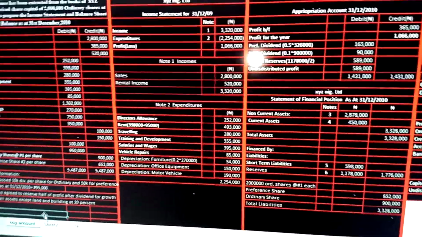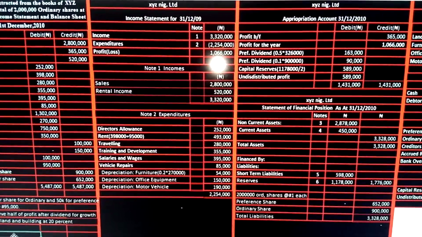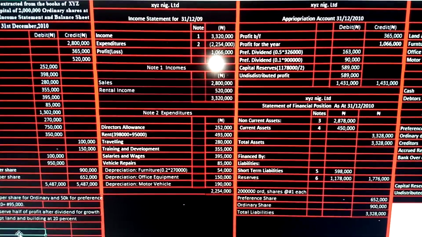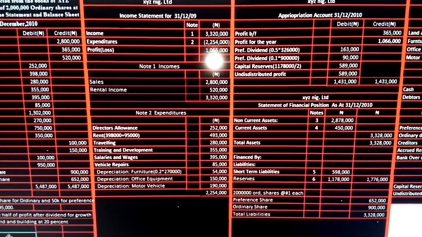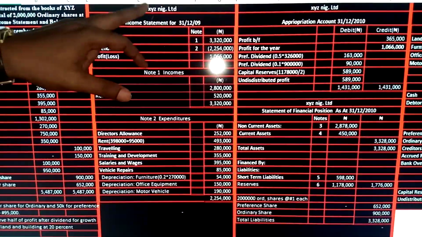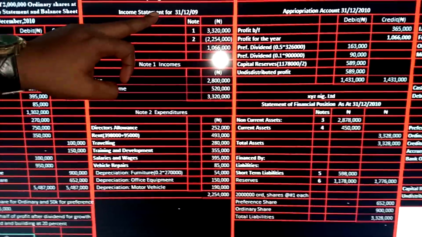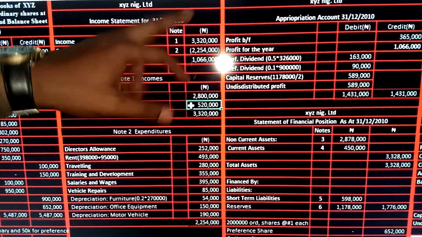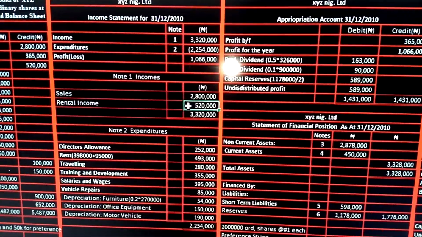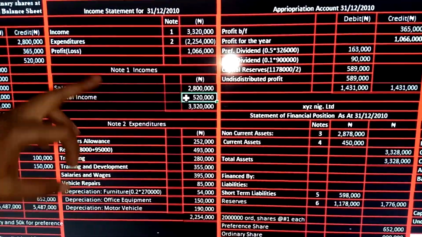Okay. Now this is the question. We have to prepare the income statement and the balance sheet. Your income statement is more like your profit and loss. What are your incomes and what are your expenses? So let's go. We have XYZ Nigeria Limited income statement for 31st December 2010. The income here is note 1. What is the makeup of your income? This is your note 1, incomes.